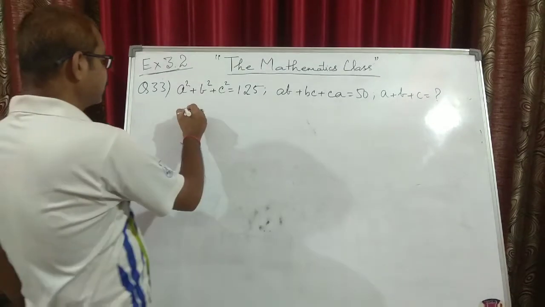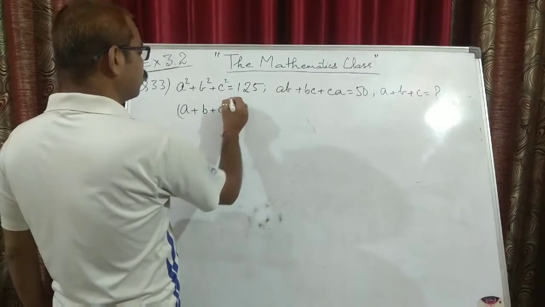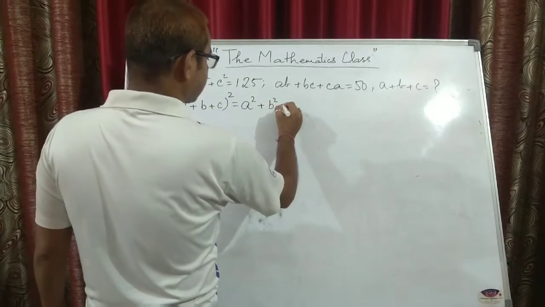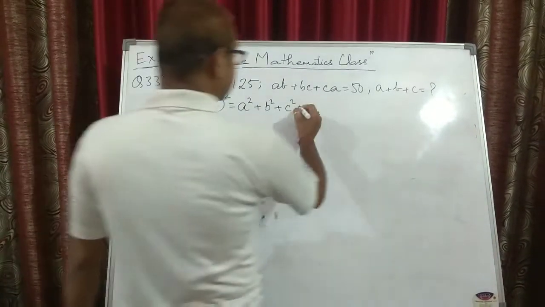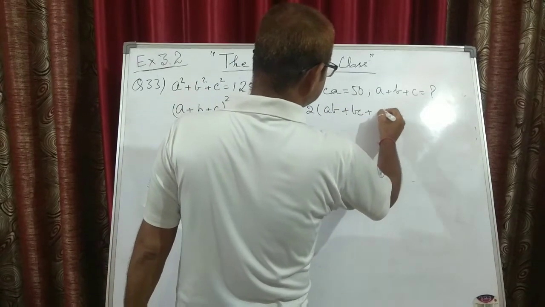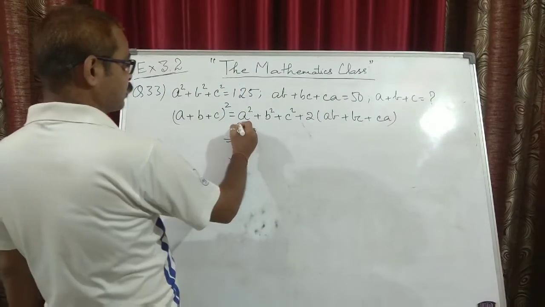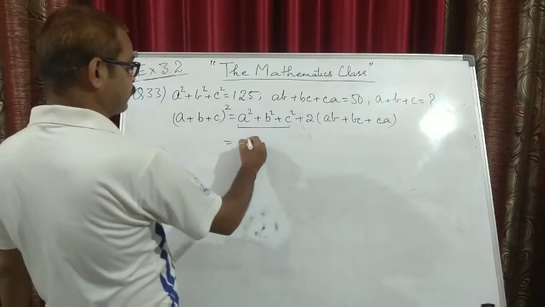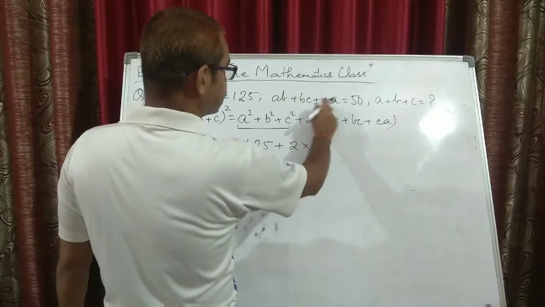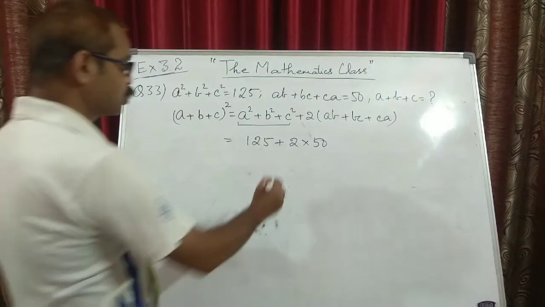I am writing it. We know that a plus b plus c whole square is equal to a square plus b square plus c square plus 2 times of ab plus bc plus ca. Now you need to calculate this. You can see now a square plus b square plus c square is given as 125. Just substitute the value 125 plus 2 times of ab plus bc plus ca, which is 50. 50 times 2 is 100, plus 125 is 225.